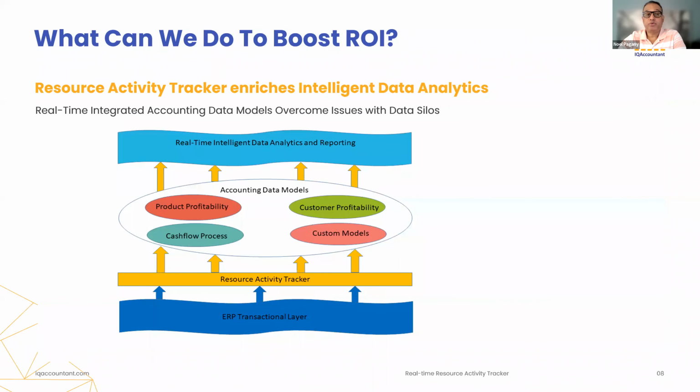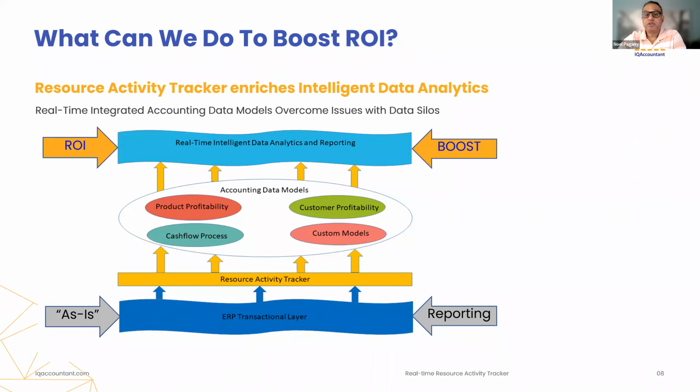What can we do to boost ROI? If we start at the bottom here, we are in the ERP transaction layer that contains our data silos. This situation has bad ROI, as we discussed in prior screens. However, what can we do? To boost ROI, we have developed a platform called the Resource Activity Tracker. It pulls data out of the ERP transaction layer and builds what we call accounting data models.